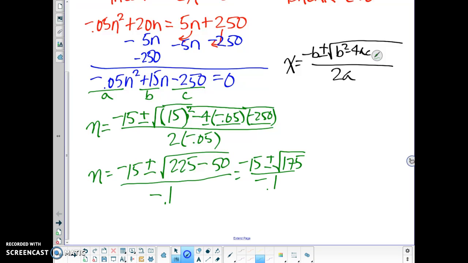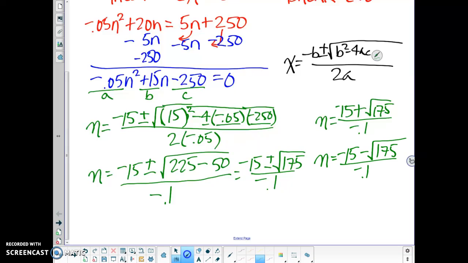Square root of 175, not a perfect square. So I'm going to end up with an irrational number. Since this is number of pizzas, you want to round to the nearest whole number. It's not to the nearest tenth and is not an amount of money. It's the number of pizzas. So on my calculator, I'm going to do n equals negative 15 plus the square root of 175. Do that first, then divide by negative 1/10. Then n equals negative 15 minus the square root of 175, divided by negative 1/10. So remember, this plus or minus here means you're going to do it twice. You have the possibility of two answers.